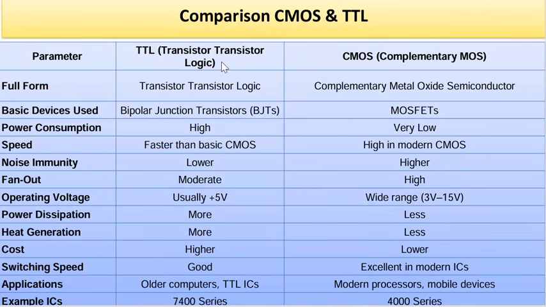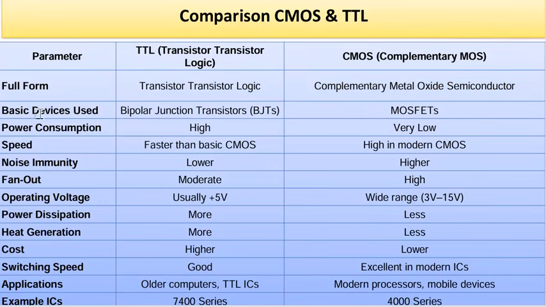Good morning, students. Such a question can also be asked in the examination, that is, a comparison of CMOS and TTL logic family. So there are n number of parameters. Any 6 or 7 parameters you need to write in the examination. The first column is TTL, that is transistor-transistor logic, and complementary metal oxide semiconductor. So the first point is very simple, that is the full form, right?